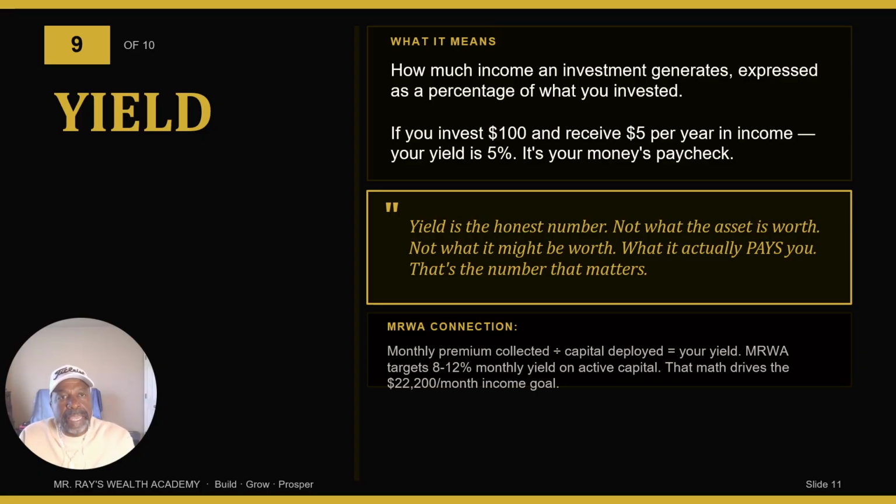All right, let's talk about yield. Yield might be the most important number in income investing, and most people don't know how to calculate it. So here's the formula. Take what an investment pays and divide it by what you paid for it. Let's say you have a $200,000 house and it generates $20,000 a year. The yield is 10%. That's simple, right? In the bond world, yield is the interest rate. In the dividend world, it's the annual dividend divided by the stock price. In the option world, it's the premium collected divided by the capital that was at risk.